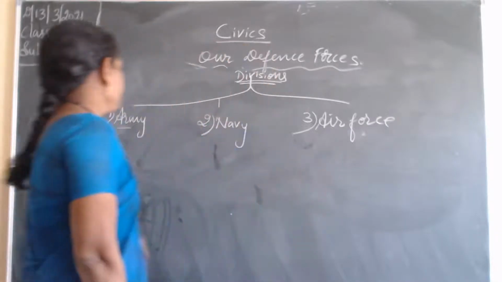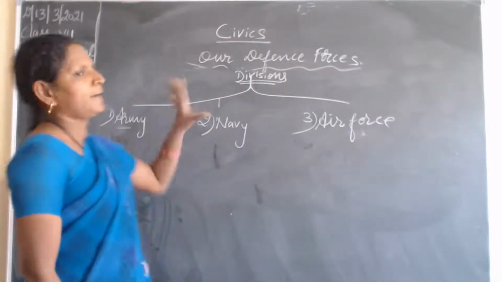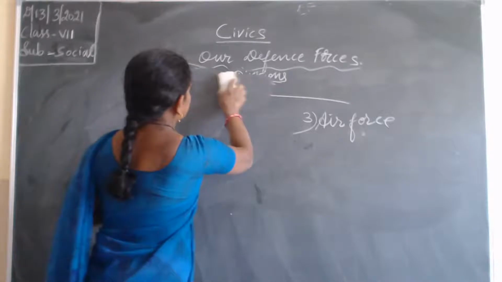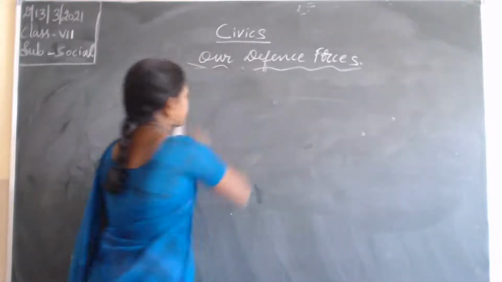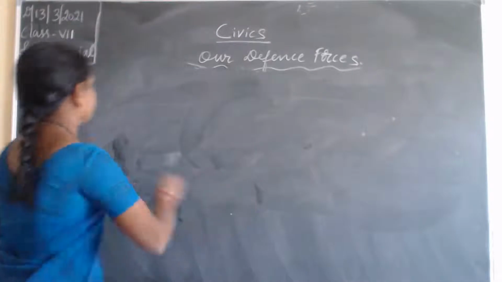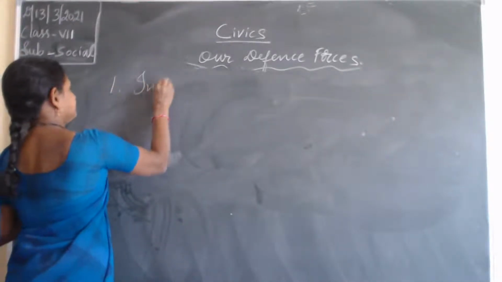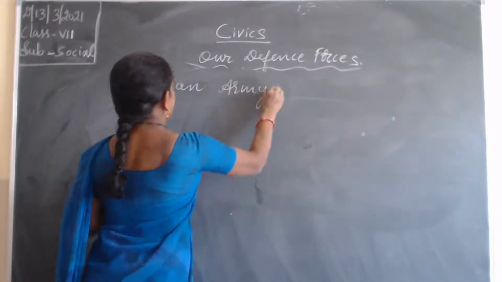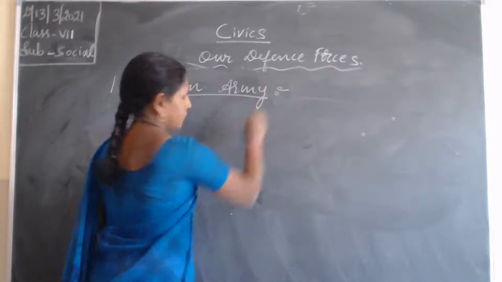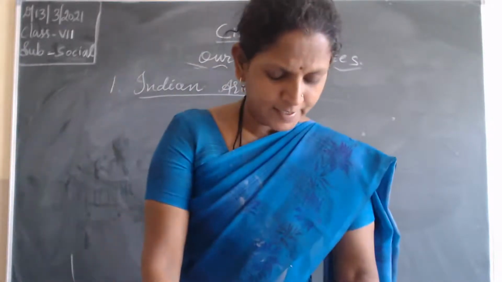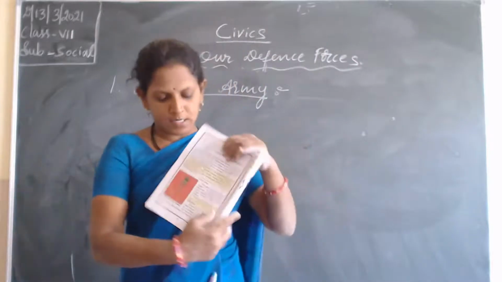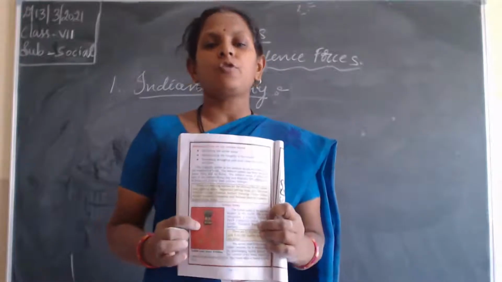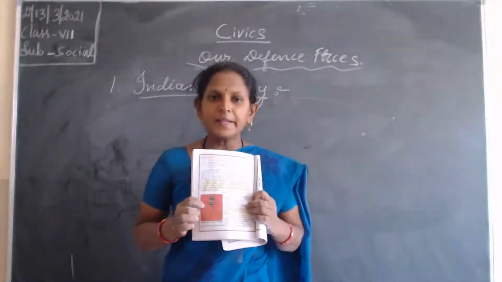Now, one by one we will discuss: Army, Navy and Air Force. First one is the Indian Army. Now, it is in your textbook also, students. Here, look at this picture. It is the symbol of the Indian Army.